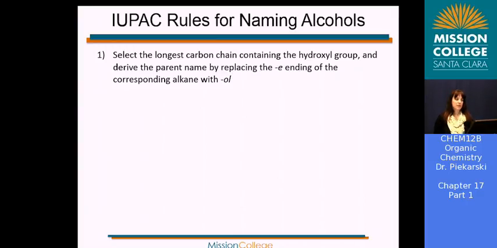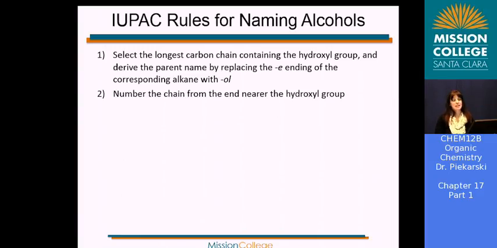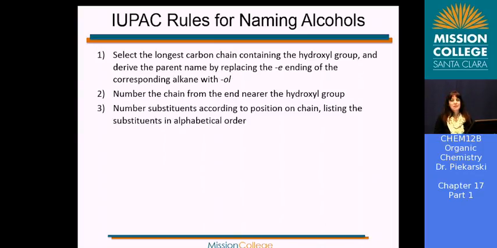And once we do that, we derive the parent name by replacing the -e ending of the corresponding alkane with -ol. I'm going to go through what we do and then show you examples. We're going to number the chain from the end nearest to the hydroxyl group, and then number the substituents according to the position on the chain, listing everything in alphabetical order when we write out the full systematic name.